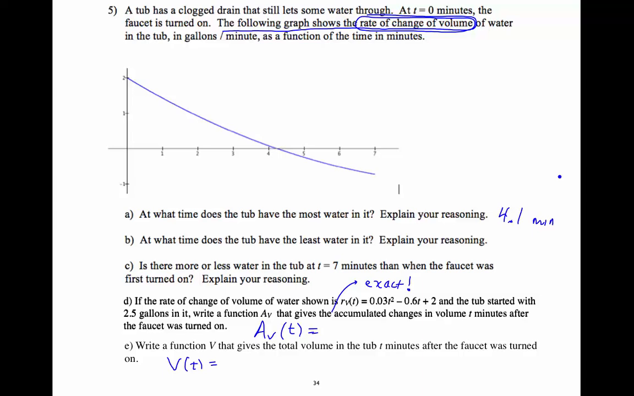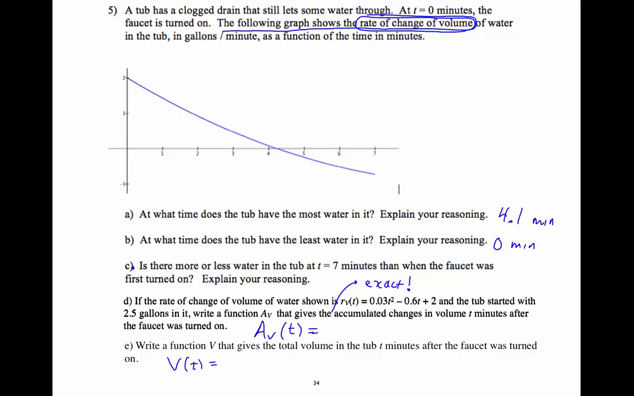What time does the tub have the least water in it? 0 to 7 minutes. 0, because, so what's happening? The clog is kind of loosening, right? And so it's draining faster and faster so that it kind of overtakes the rate of the water coming in. And so now we've got a negative overall rate. Water's flowing out of the tub. But it doesn't go down as much, clearly, as how much it went up. So 0 minutes is when it's the least.